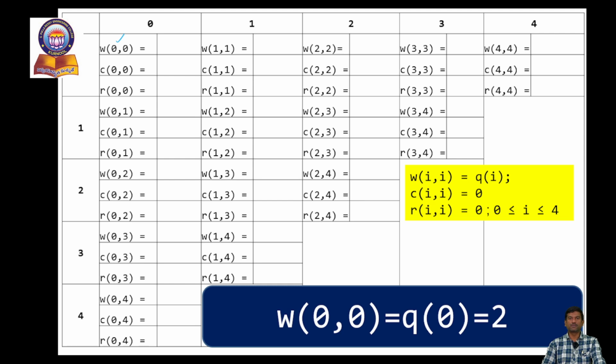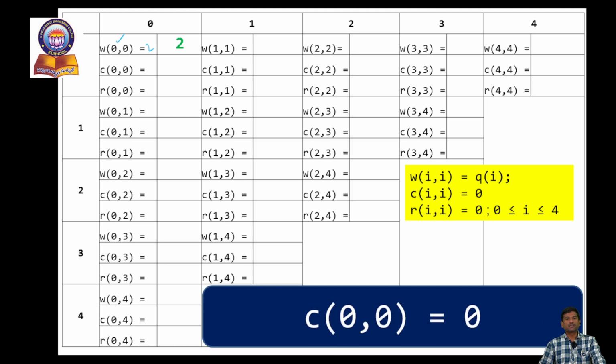If you recall the question that is being asked, P of 1 to 4 is provided with certain values, and Q of 0 to 4 is provided with certain values. That indicates the probability of successful search and the probability of unsuccessful search. So W of 0, 0 equal to Q of j. And what is the value of j? That is equal to 0. So Q of 0 is equal to 0. In the question itself, it has been given. And that is how we can fill W of 0, 0 is equal to 2. That is, W of 0, 0 is equal to 2.